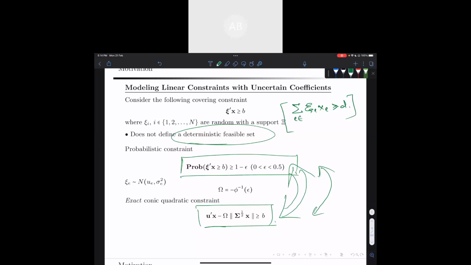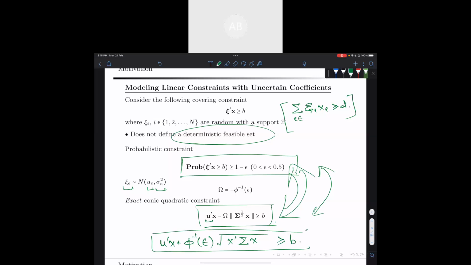So this is essentially where u is the nominal value of psi, so the first and the second moments specifically. So this is u transpose x plus CDF inverse epsilon times the square root of x transpose sigma x, where sigma is your variance covariance matrix. And right, so the second order cone constraint is what you have in terms of exact representation.